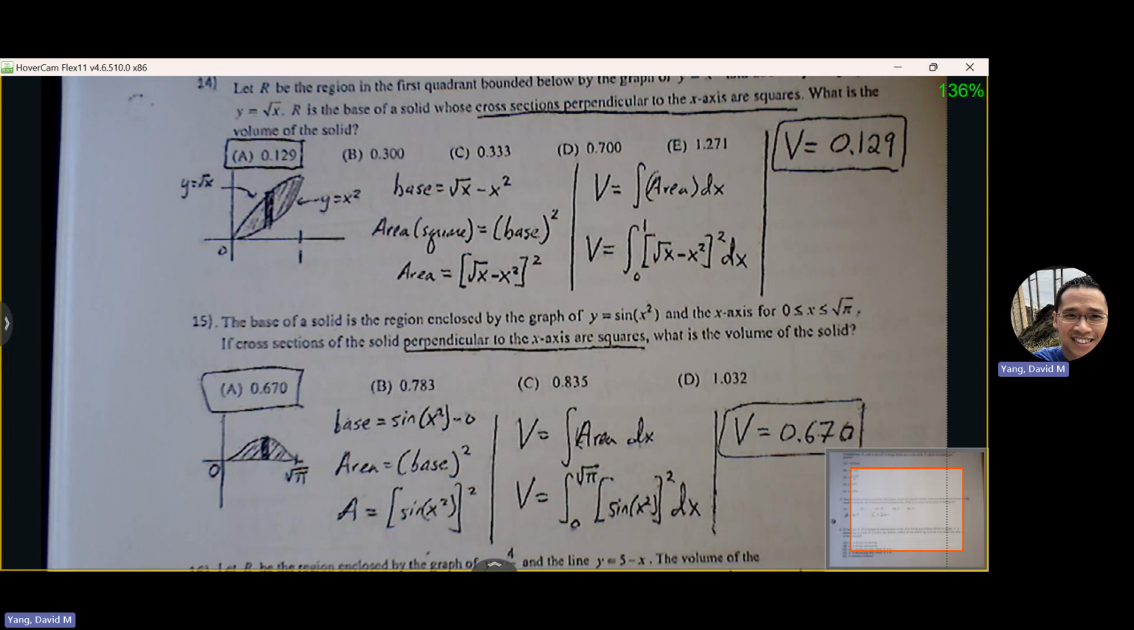So remember your integral for your cross section is just the integral of the area. We only attach pi for disk method, washer method, and one cross section is semicircles. That's the only one that's going to show up involving pi as a coefficient.